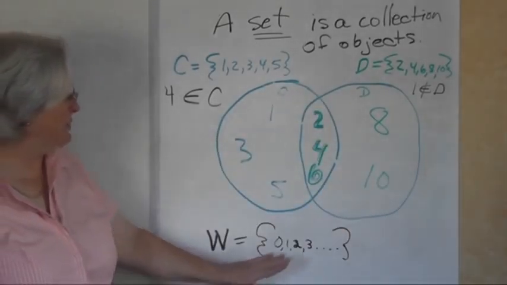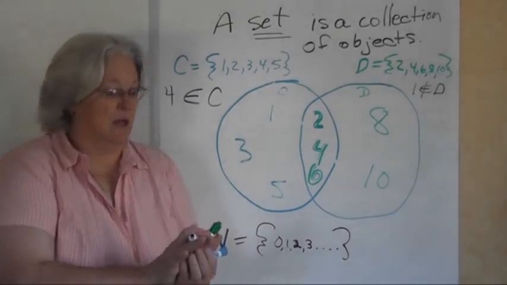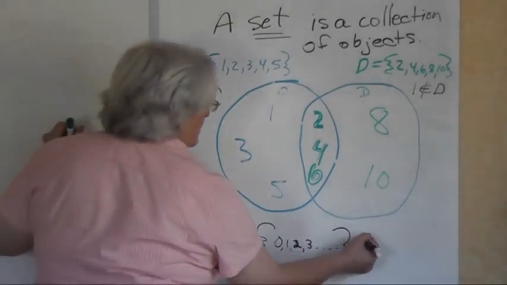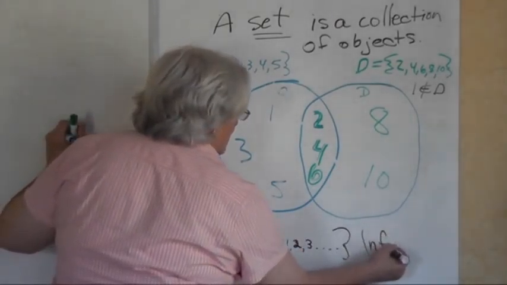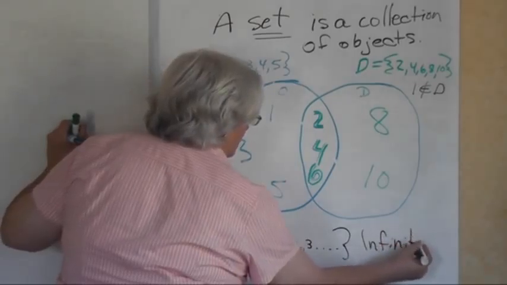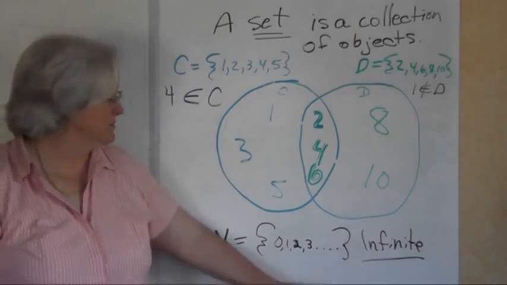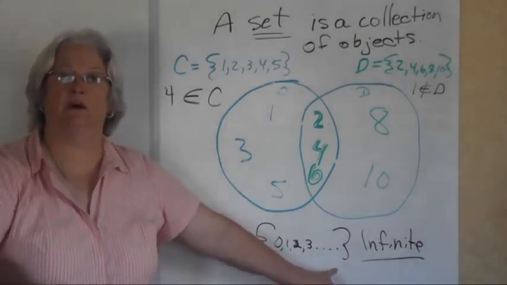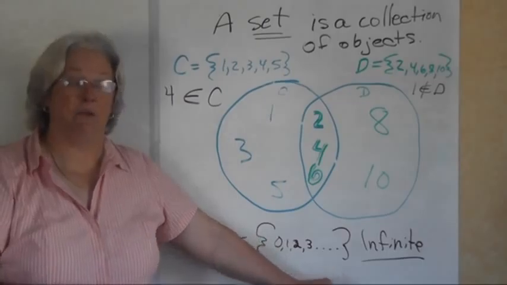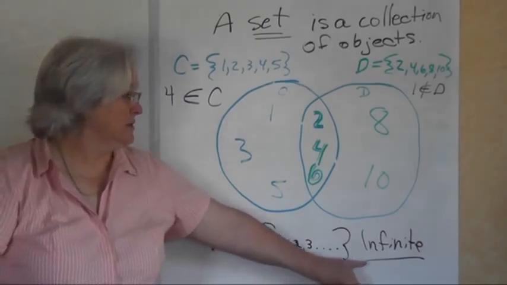Right here we have the whole numbers. This is called an infinite set. And I bet you can tell me exactly why that is an infinite set. Well, of course, there's no end to it. The number of elements within this set is limitless.